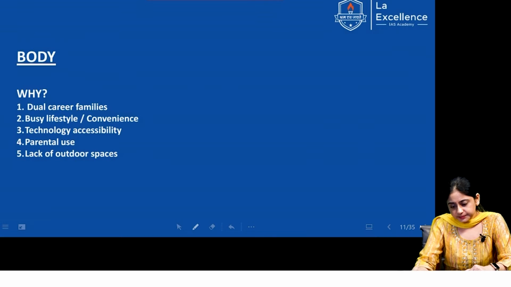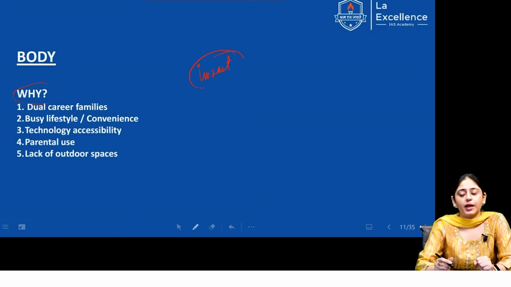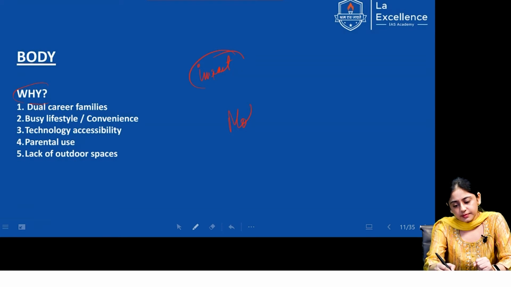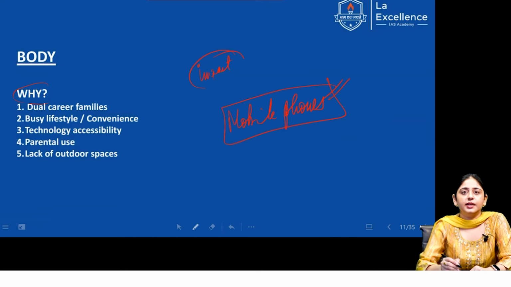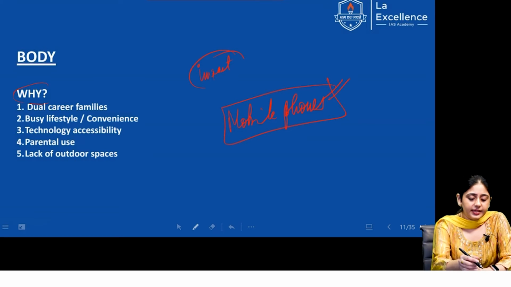Okay, next, in the body of your answer, before we discuss what the impact of this is, we will first see why it is happening, why your mobile phones are now replacing your child cuddling, that embracing of your child, hugging of that child. So why is this happening?